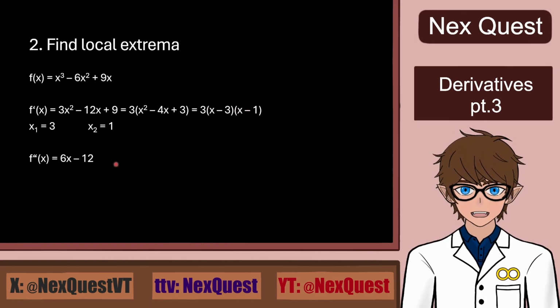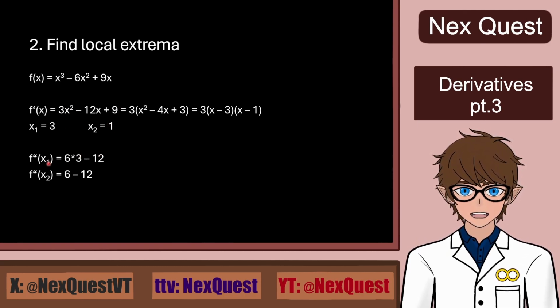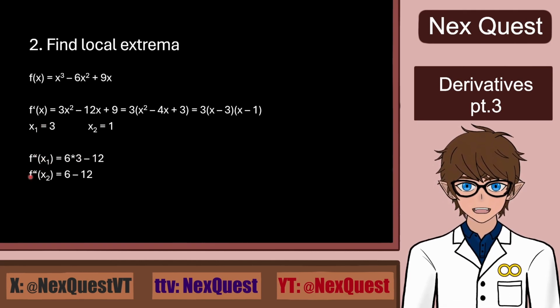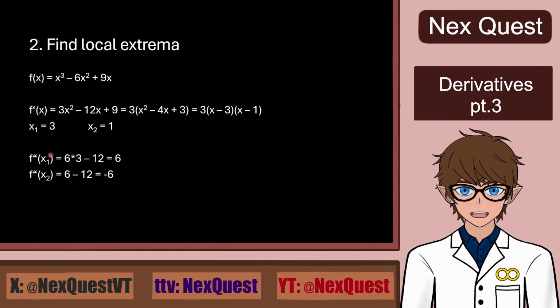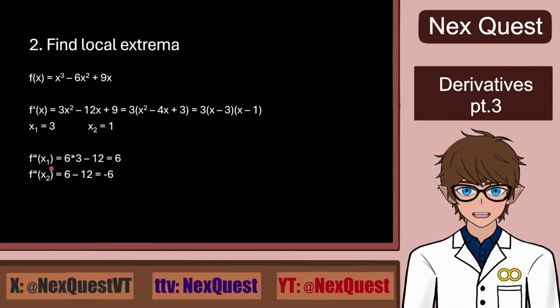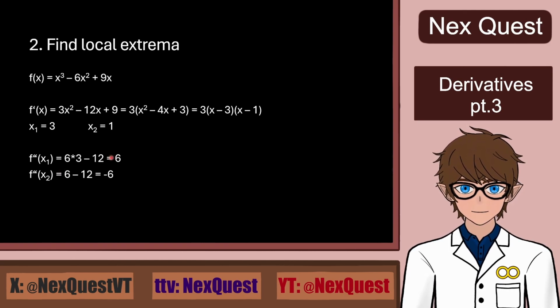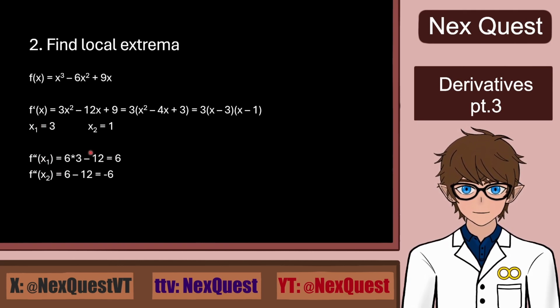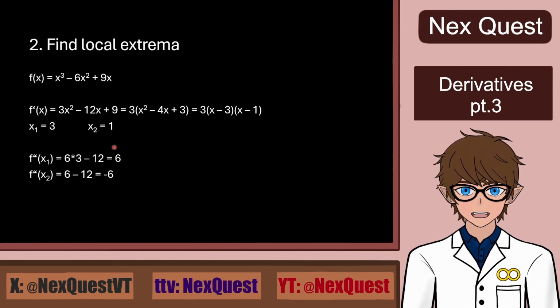Now we have our second derivative, because I take the power rule of this one again, and the zeros. We insert those zeros into the second derivative: the second derivative of x1, and then the second derivative of x2. We get a positive result for the first x and a negative result for the second x, which means that the one at x equals 3 is positive, so that's a minimum, while the one at x equals 1 is negative, and that means it's a maximum.